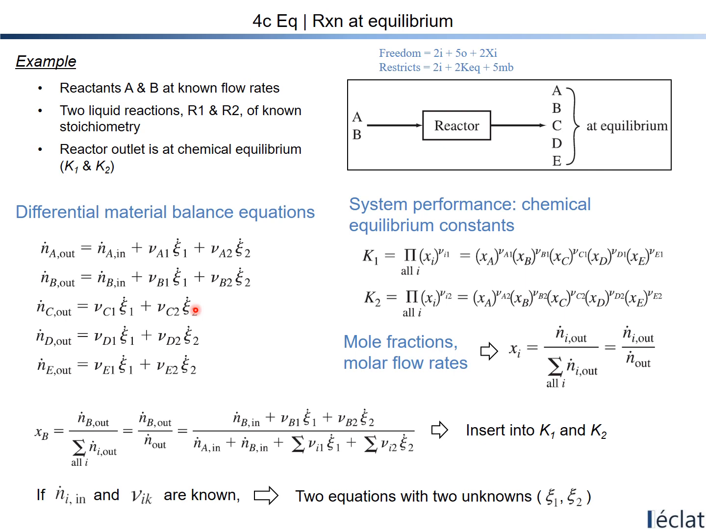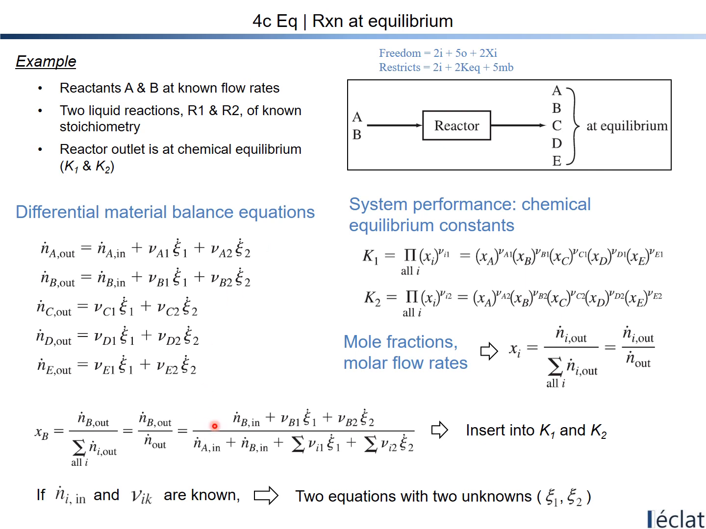And the other thing is the equilibrium constants are given to you. So equilibrium constant is the product of mole fraction of each species raised to the stoichiometric coefficient. And mole fraction is defined by the molar flow rate in the output stream of species i per total mole flow rate of the output stream. And these output variables or total output variables are functions of xi1 and xi2.